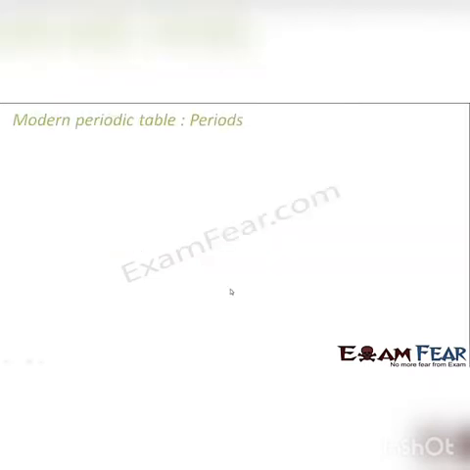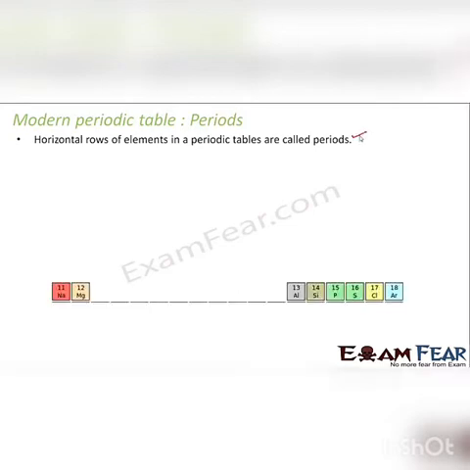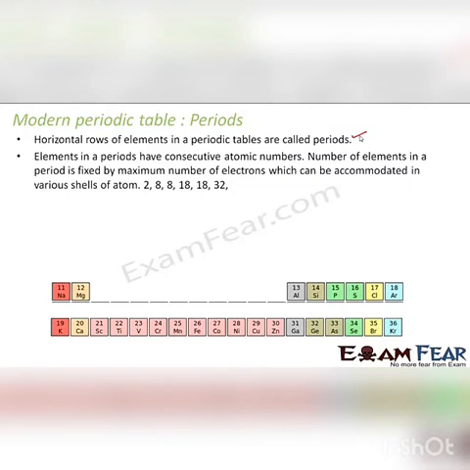As I told, a modern periodic table has periods and groups. Let's understand the periods in detail. Horizontal rows of elements in a periodic table are called periods. Correct? For example, this is one period, this is another period. There are some properties of periods. For example, every period has consecutive atomic numbers. For example, this is 11, this is 12, this is 13, 14, 15, like this, right? So the elements in this period will have consecutive atomic numbers.